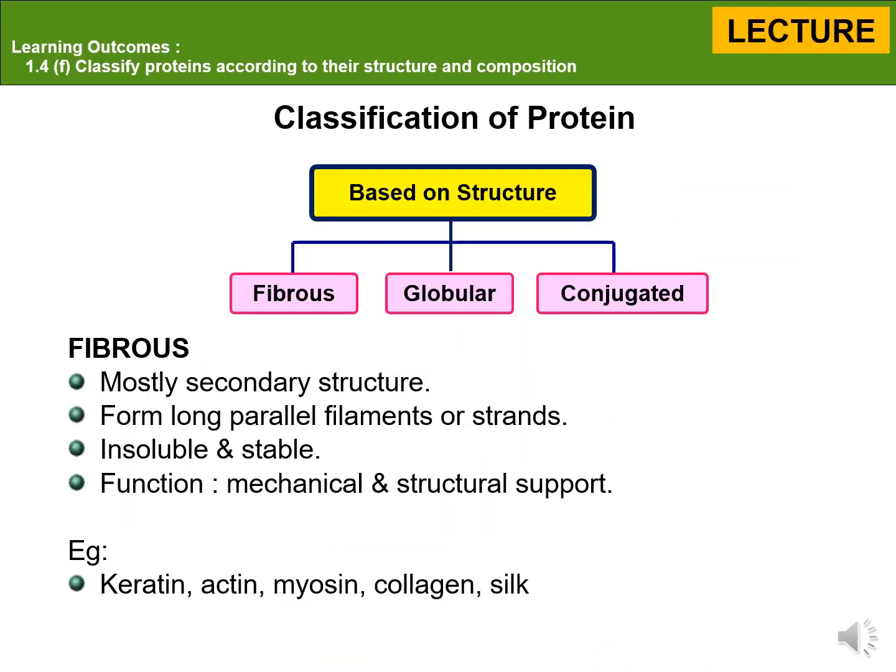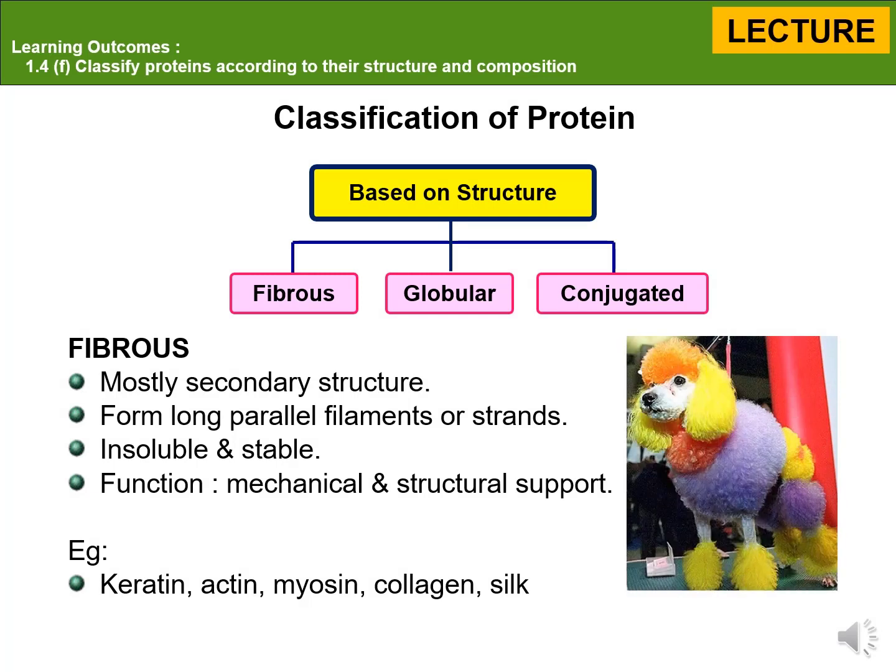Classification of protein. Based on their structures, proteins can be classified into 3 groups: fibrous, globular, conjugated. Fibrous proteins are mostly secondary structure. They form long parallel filaments or strands. This protein is insoluble in water, but the structures are stable. Fibrous proteins give mechanical and structural support to organisms. Examples of fibrous protein are keratin, actin, myosin, collagen, and silk.